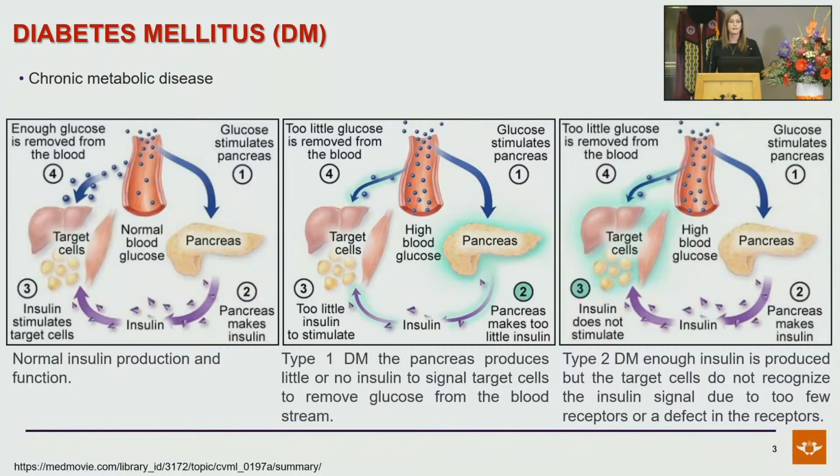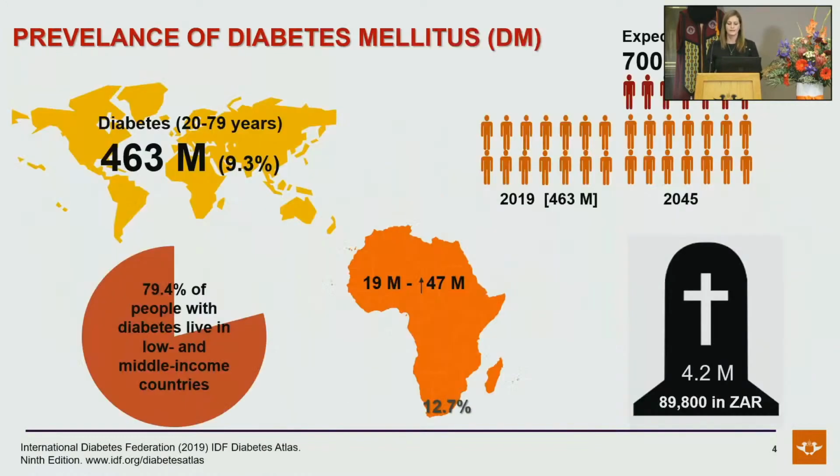Diabetes mellitus is a chronic, long-term metabolic disorder which occurs when the body does not produce any insulin, referred to as type 1 diabetes, or when insulin is produced but the body cells are resistant to the insulin that is produced, or type 2 diabetes. This decrease or impairment in insulin results in elevated blood glucose levels.